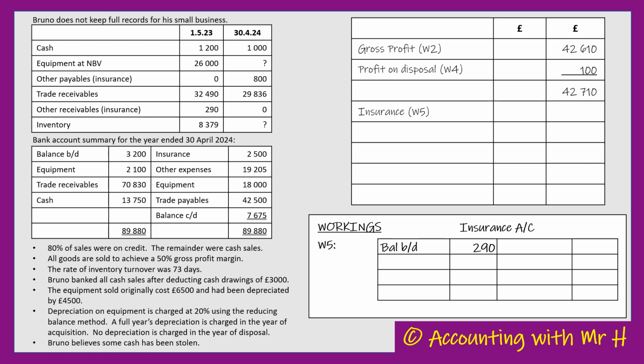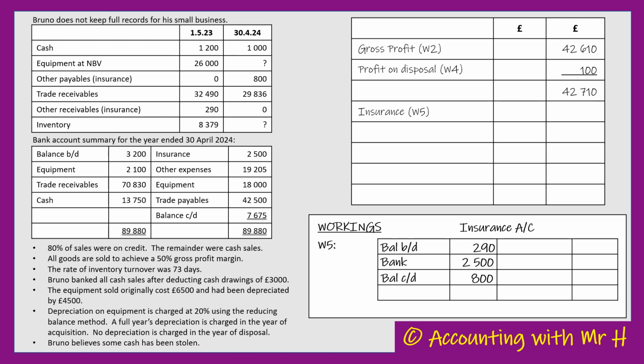There we go. What happened during the year? Well, we know from his bank account he has paid £2,500. So let's debit the insurance account because this is an expense account. There we go. And what was going on at the end of the year? Well, if I look at the table at the top, it's now switched from a receivable to a payable. And it says other payables, specifically insurance, at the end of the year, £800. So now he has an accrual at the end of the year. He owes the £800 for insurance at the end. So if he owes that, that would be brought down on the credit in his insurance account. It's a liability, it's an accrual. So if it's brought down on the credit, it must be carried down on the debit.